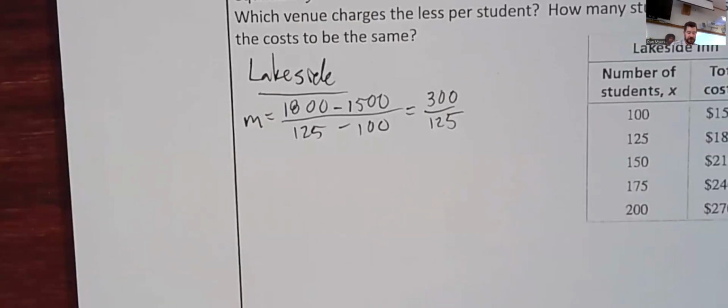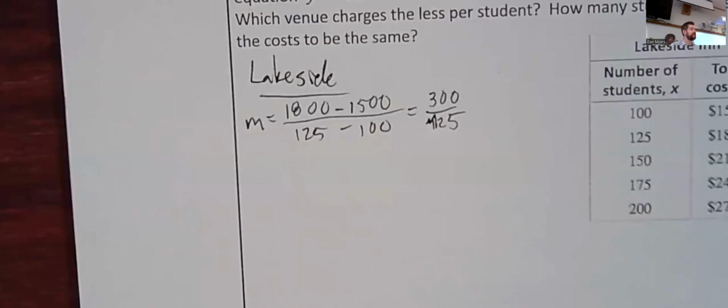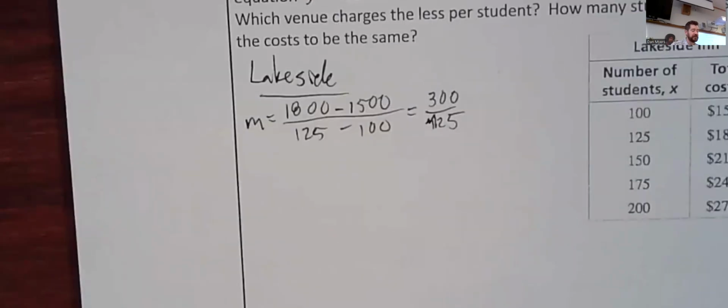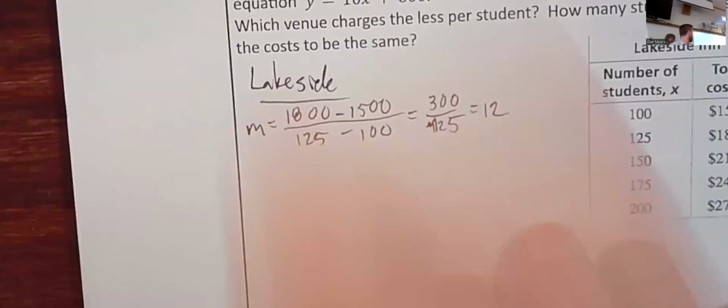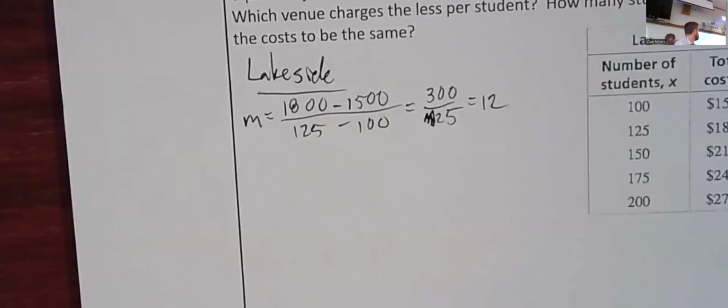And let's see, 300 divided by 25 is 12. Sorry, 25, not 125. 125 minus 100. Okay, slope is 12.